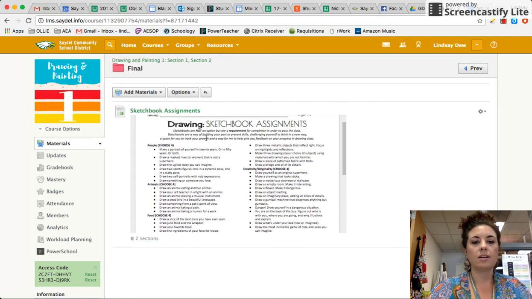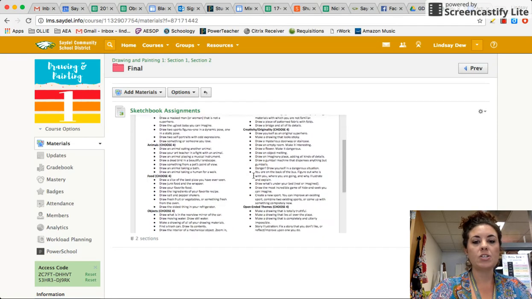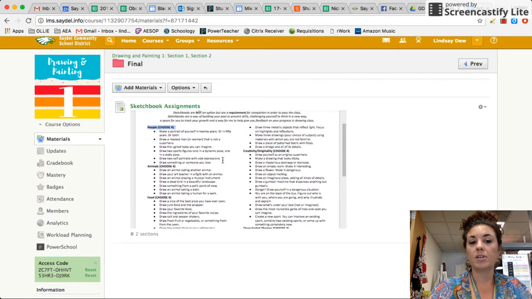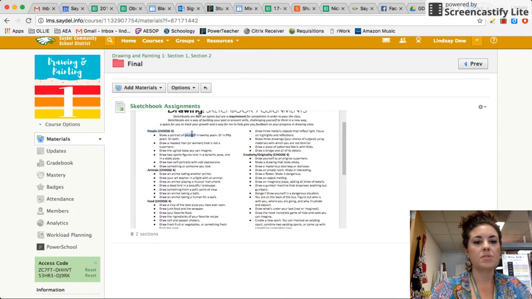Now, if you look here for each sketchbook category, for instance, people, it says choose 4. You do not need to do all of the items on this list. You pretty much just have to choose 4 from each category, okay? So for instance, make a portrait of yourself in 20 years or in 50 years, or both. Draw a masked man, okay? Draw the ugliest baby that you can imagine. Some of these are very, very traditional, and some of them are very open-ended to keep your mind in a creative and an imaginative state, okay?